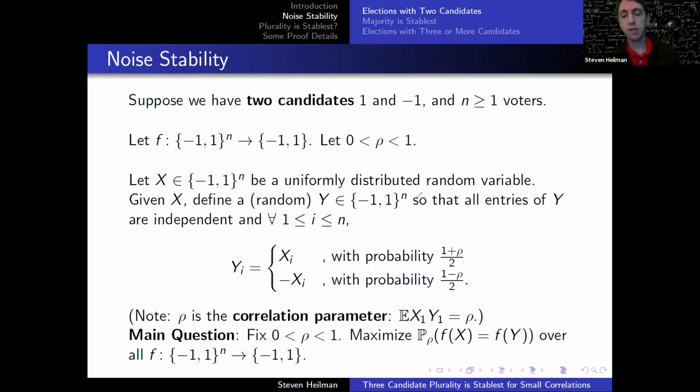And so this is our main question. Let's fix our rho. We want to maximize this probability. We want to maximize the probability that the original and the corrupted outcomes are the same over all functions f.